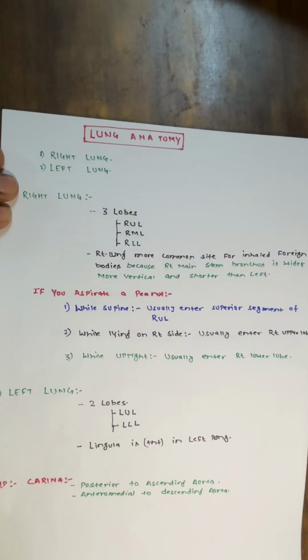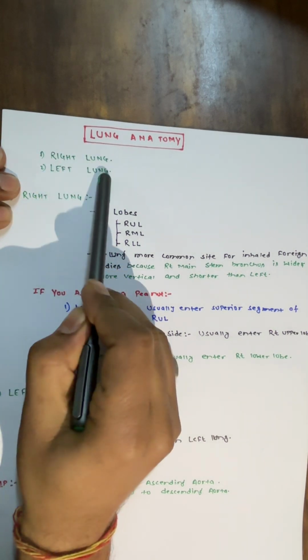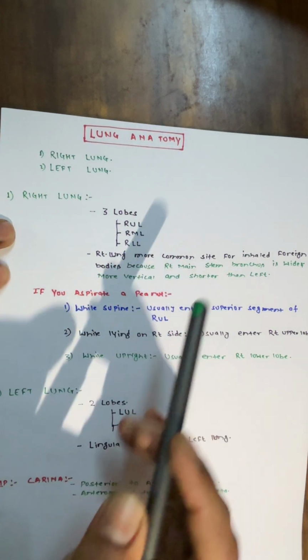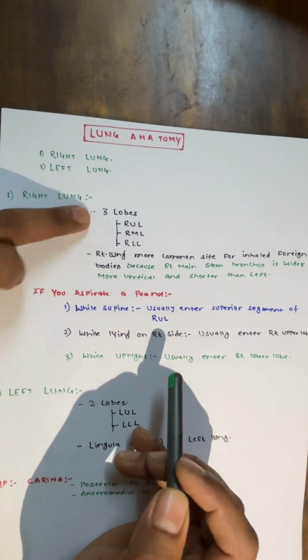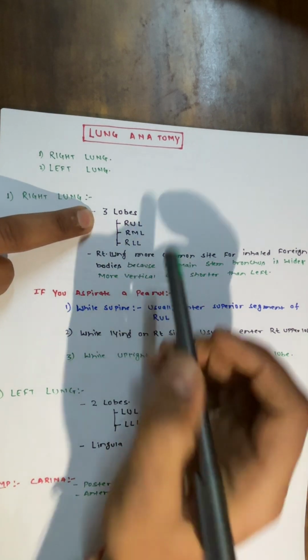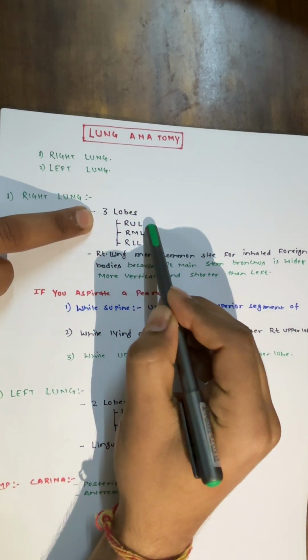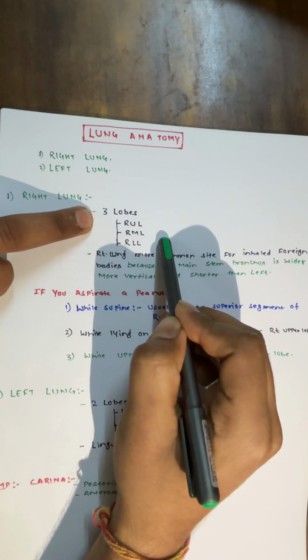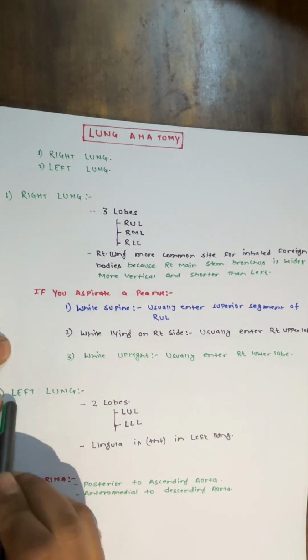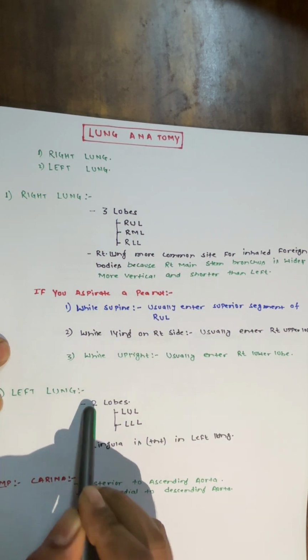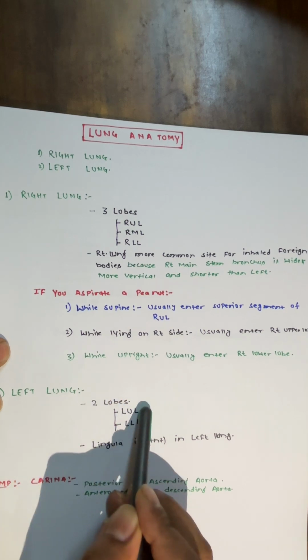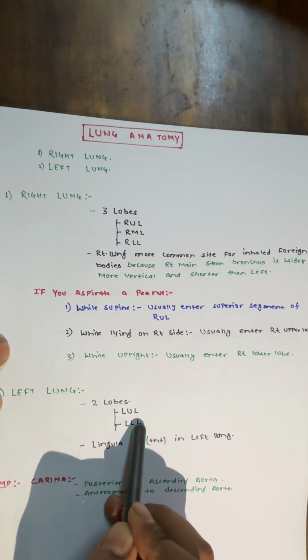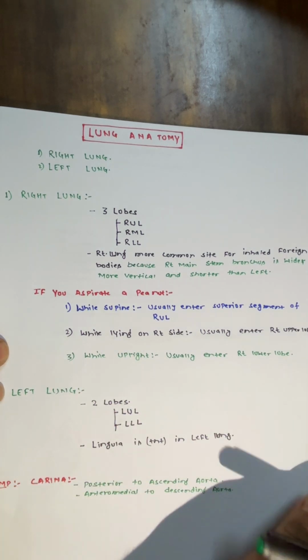Now let's talk about lung clinical anatomy. We all know we have a right lung and a left lung. The right lung has three lobes: right upper lobe, right middle lobe, and right lower lobe. But the left lung has only two lobes, that is the left upper lobe and the left lower lobe.